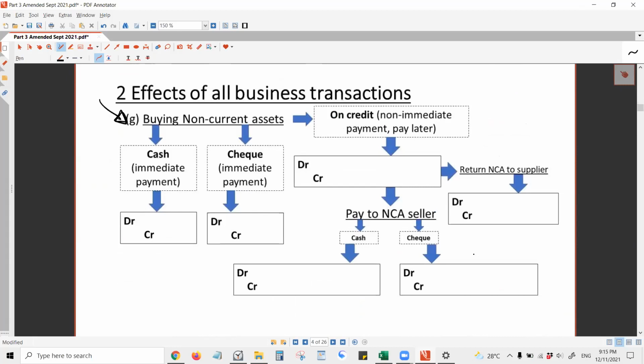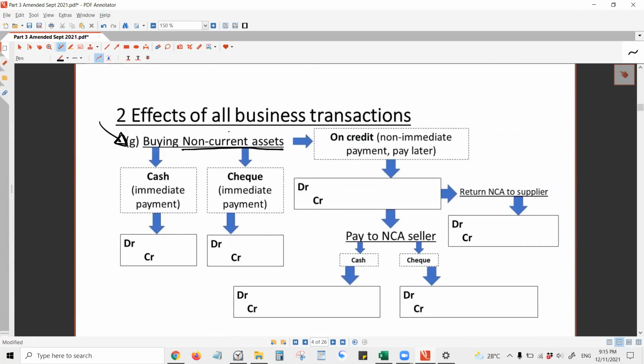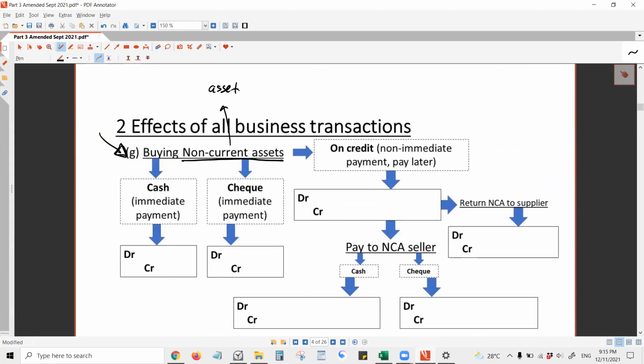Okay, transaction G. Buy NCA. What is NCA? Look at part one. I've given you plenty of examples for NCA. Must remember, NCA are assets that you use in business, meaning you don't intend to sell it off. You use it in the business for at least 1 year.